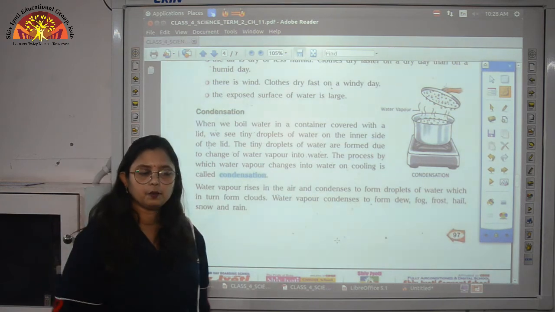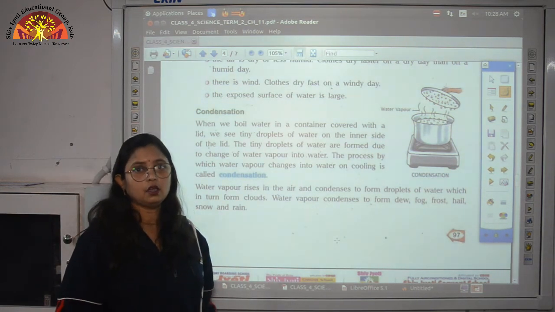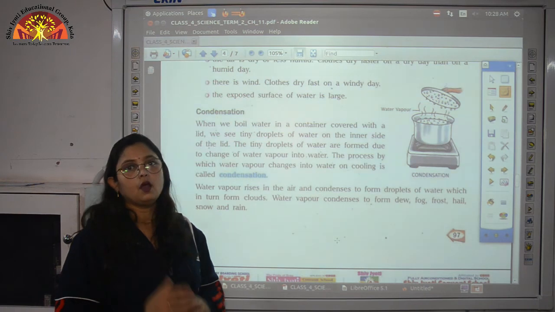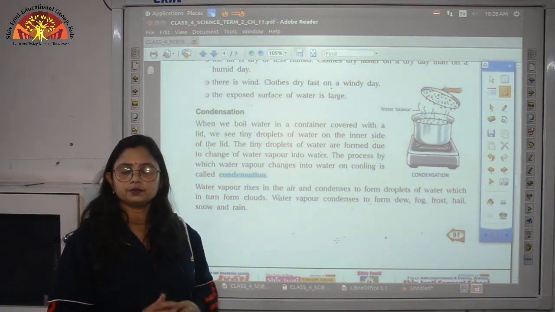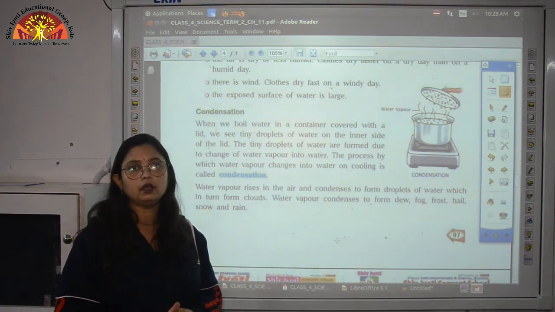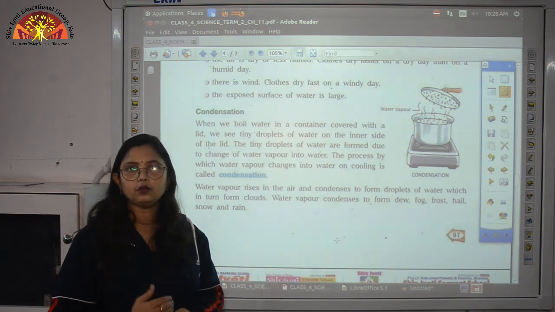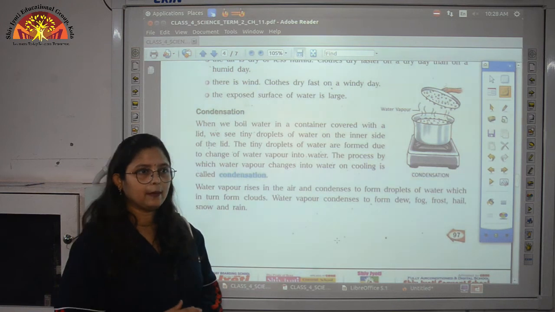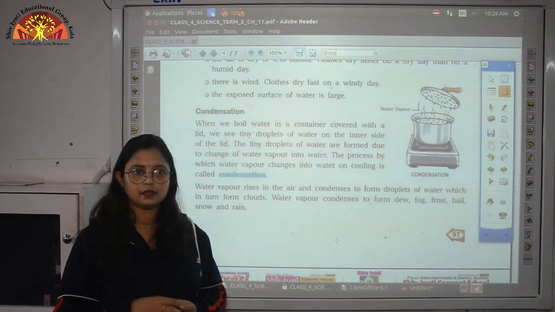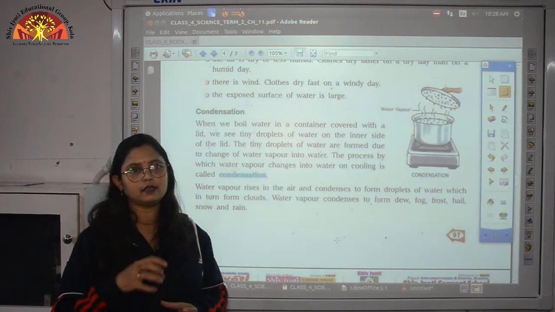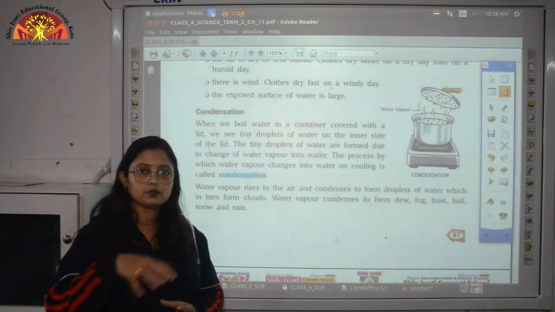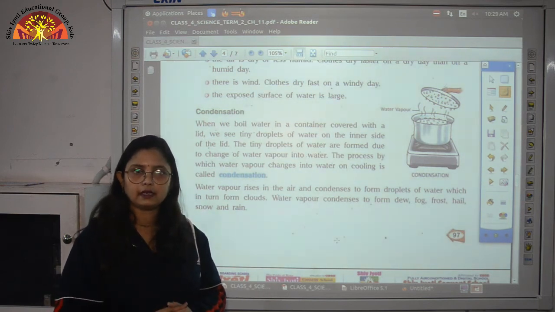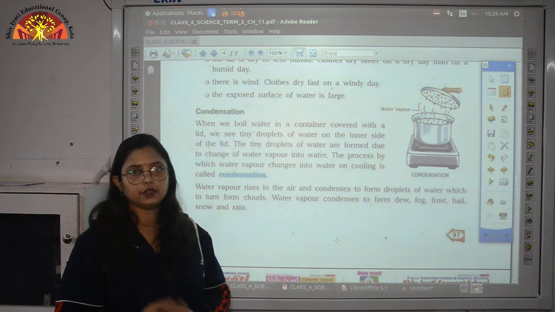So children, another process here is condensation. So how does condensation take place? When the gaseous form of water gets converted into liquid form of water on cooling. A very good example of it is, if you put some ice or chilled water in a glass, then after some time you will see drops of water get collected over the surface of the glass.